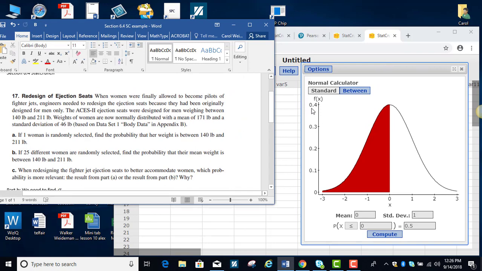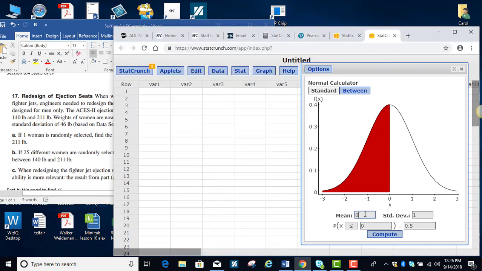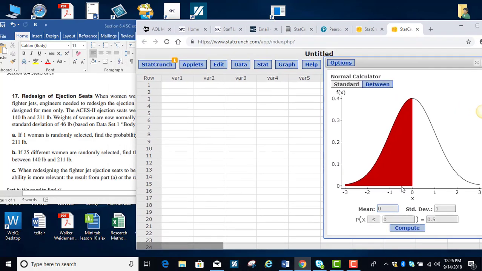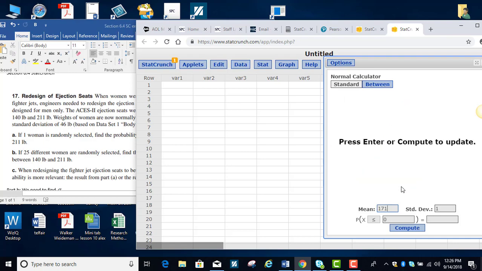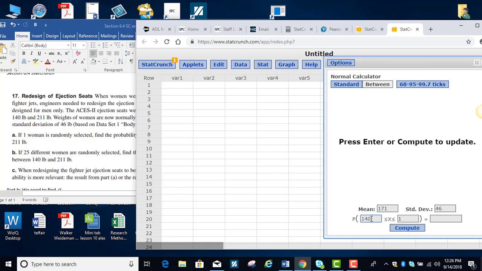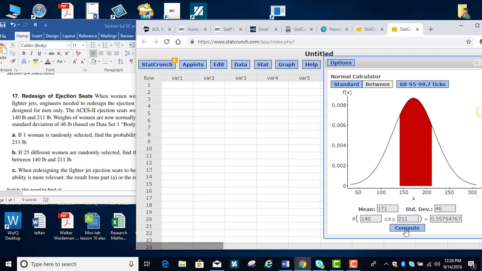So here's my tool, and I'm going to put in the mean for the women, which was 171 and 46. So the mean is 171, and the standard deviation was 46. And we actually want to do a between on this problem. And we want to know what's the probability that the women weigh between 140, it's actually the men's range the seat was designed to fit, and 211, and compute. So the probability that one woman will fall between 140 pounds and 211 pounds is 0.5575.